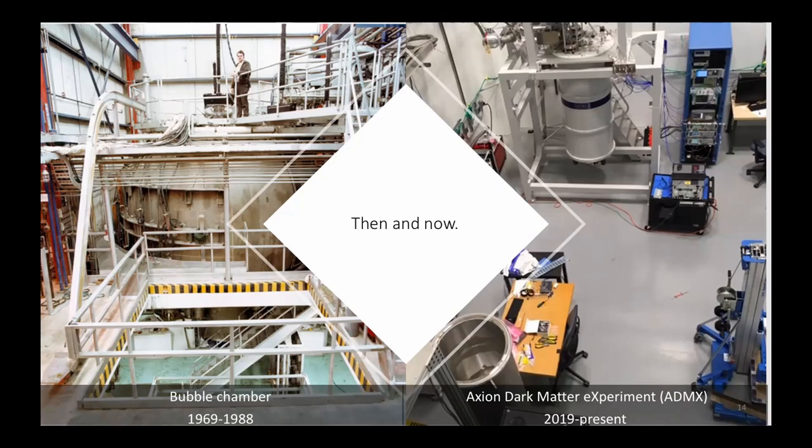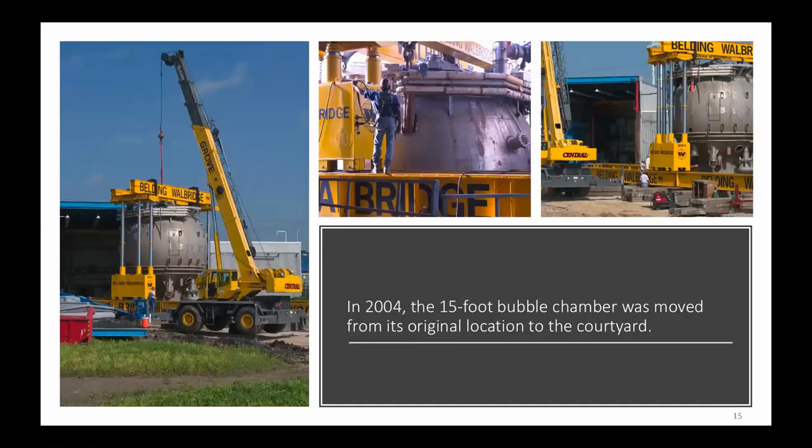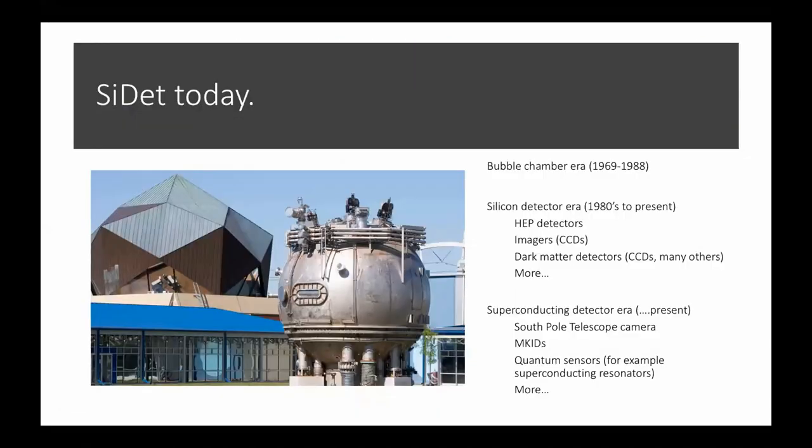I said now something else is there. Therefore, the bubble chamber has been removed. In 2004, it was decided it was a shame to keep it underground because it's such a cool detector, and also the space could be used for something else. So it was raised and moved from its original location to the courtyard at SiDet. This is what SiDet looks like today, with the bubble chamber in the courtyard, the large geodesic dome behind it, and my offices right over to the right of the bubble chamber. And it is so cool just to look out and see the bubble chamber every day. I love that.